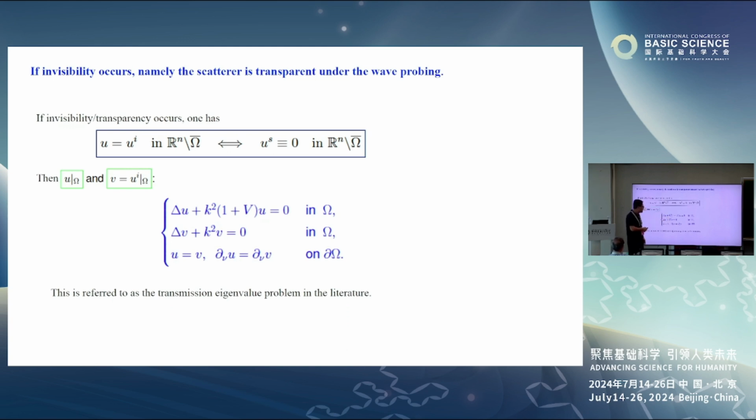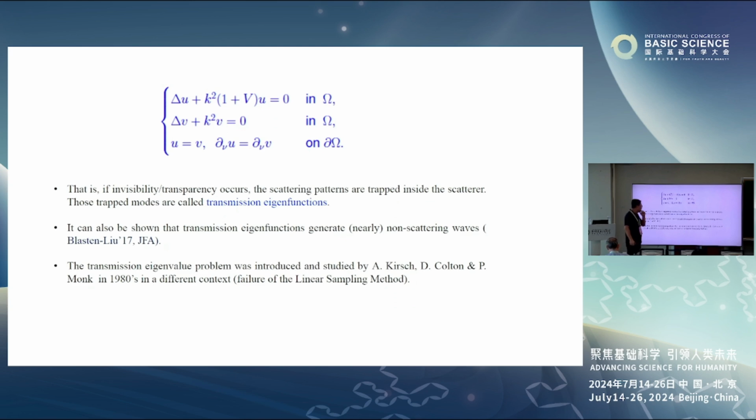Okay. Now that means if invisibility or transparency occurs, the scattering is trapped inside the scatter. Those trapped modes are called transmission eigenfunctions. This is the so-called transmission eigenvalue problem. Obviously U and V identically 0 is a pair of trivial solutions. Definitely, we are interested in finding non-trivial solutions. It can also be shown that you get these transmission eigenfunctions, and they can be used as the instant wave to generate this non-scattering phenomenon. I want to emphasize that this spectral problem was introduced and studied in the 1980s, but in a different context. But from this invisibility perspective, we studied this type of problem first.